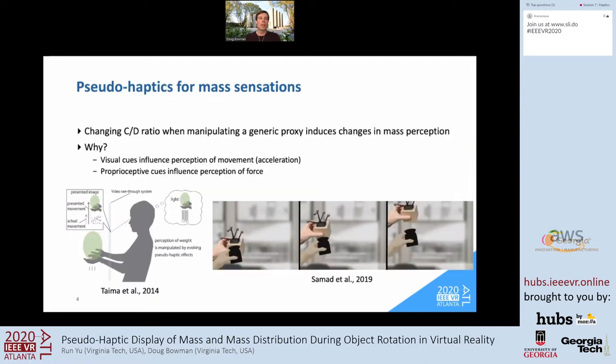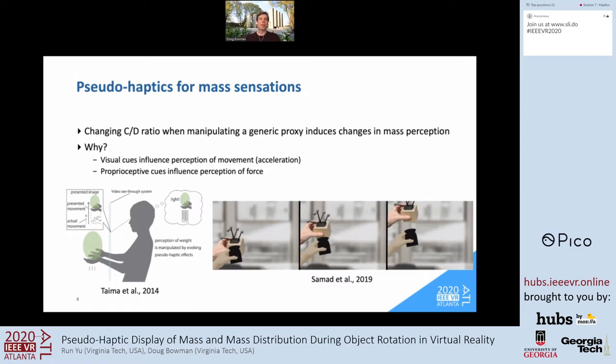So, of course, this has been done quite a bit in prior work with pseudohaptics. And the typical approach is just to change the control display ratio while manipulating a generic proxy. And changing that control display ratio induces changes in mass perception. So, for example, the images on the bottom right from Samad et al. show that as you move the prop up, the visual representation of that in VR lags behind by changing the CD ratio, and that makes the object feel heavier.